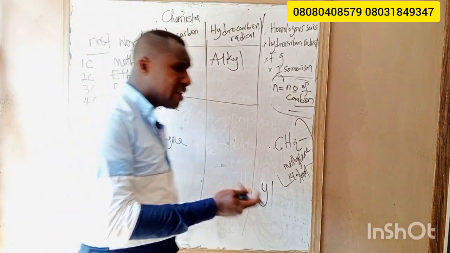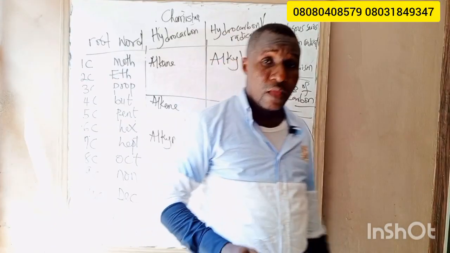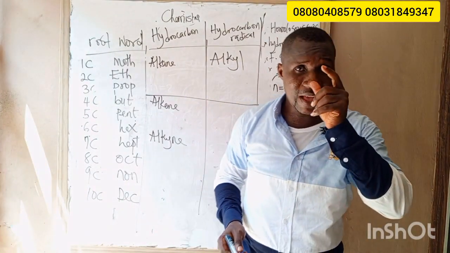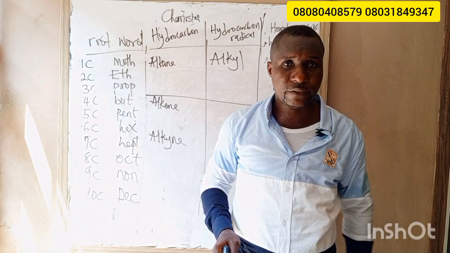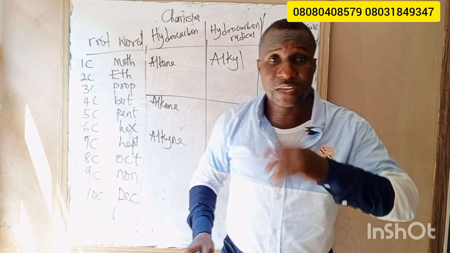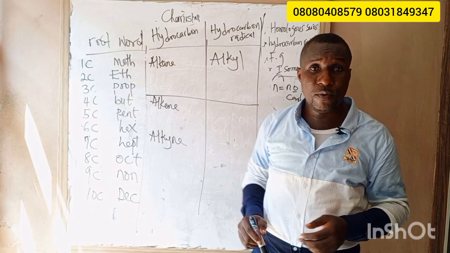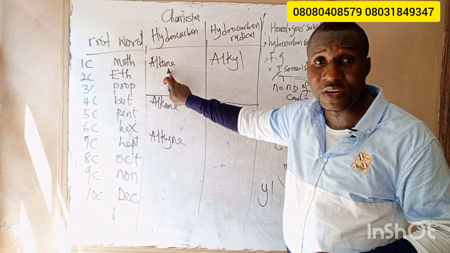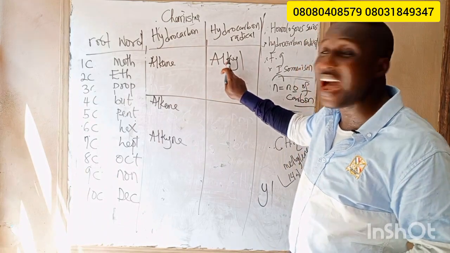And how do we get a hydrocarbon radical in the first place? When a hydrocarbon compound loses one atom of hydrogen, you have a hydrocarbon radical. For example, when alkane loses one atom of hydrogen, you have alkyl.